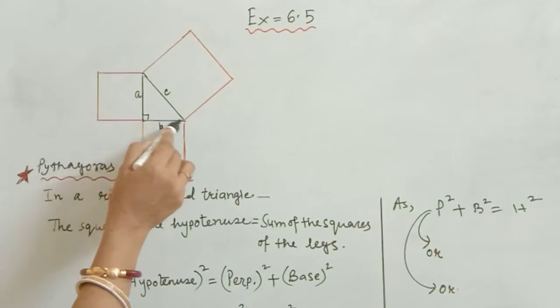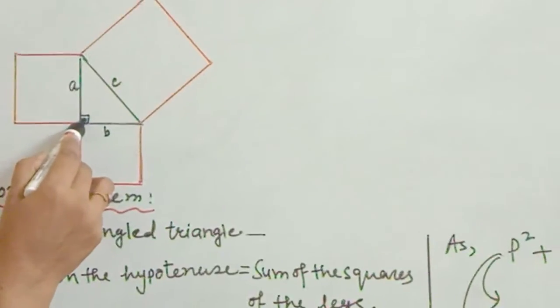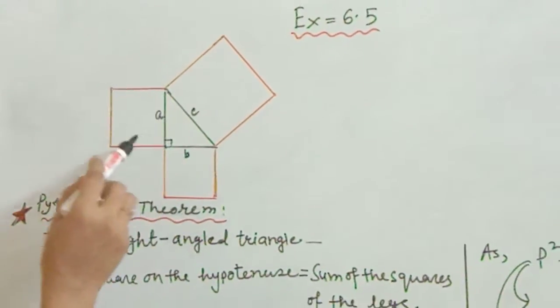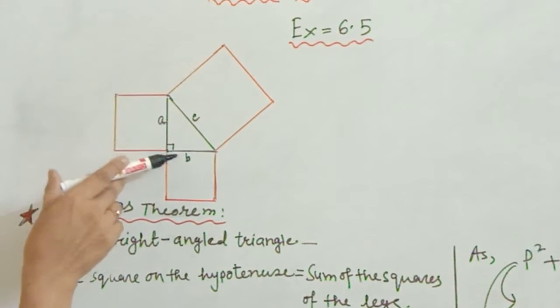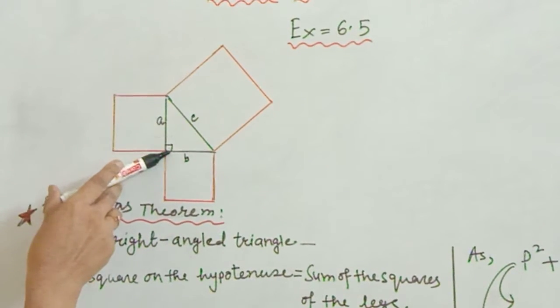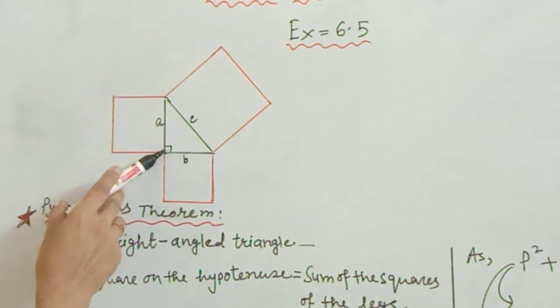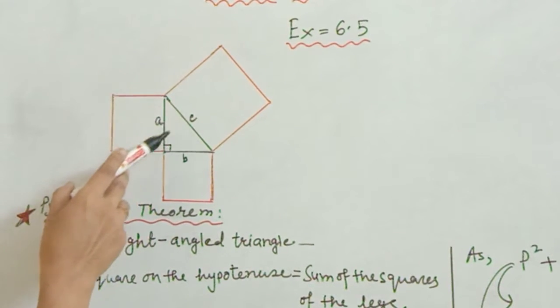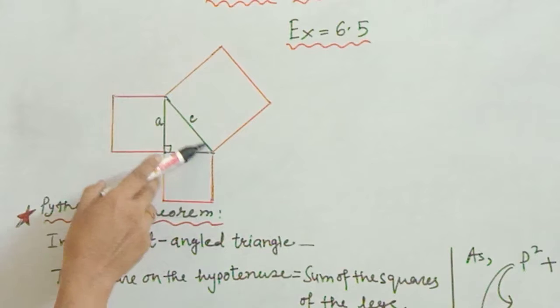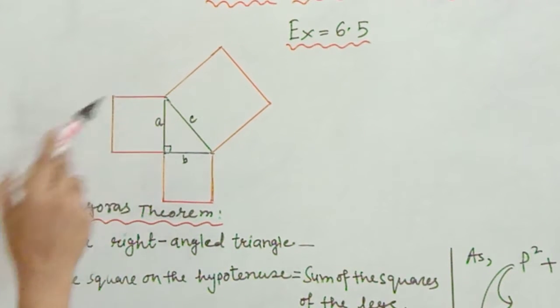Say one right triangle I have taken. You know that one angle is 90 degrees, so it is a right triangle whose one side is A, another is B, and the hypotenuse, the side opposite to the right angle, is known as hypotenuse, and the length of the hypotenuse is given as C.